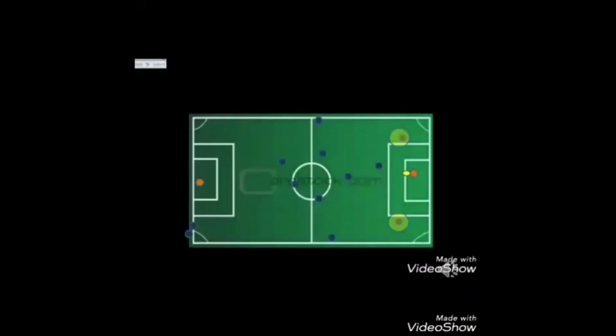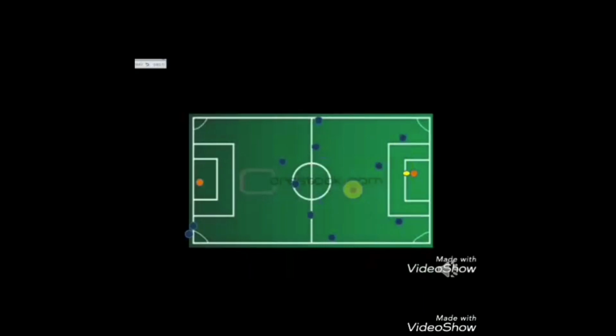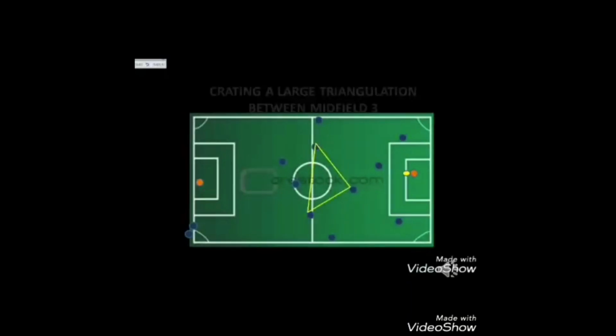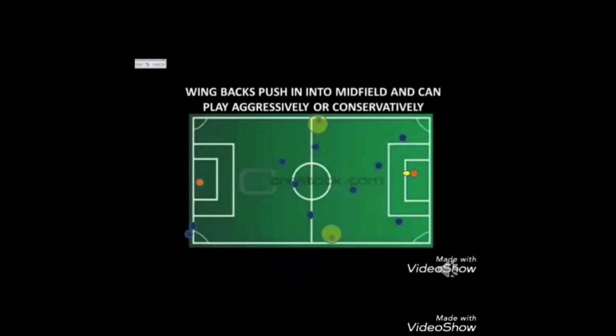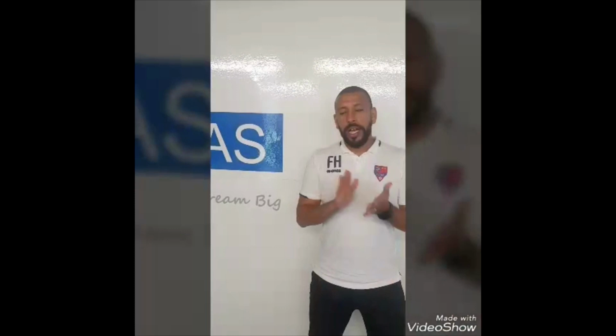So have a look at the shape we want to have. Here you can see the shape that we're looking at on a goal kick, with the 3 at the back creating a diamond with the goalkeeper. Then we have the 3 midfielders in a triangle position. We want our wing backs very wide and high, and we also want our 2 strikers to be close to each other. As we mentioned before, the focus is on the goalkeeper.